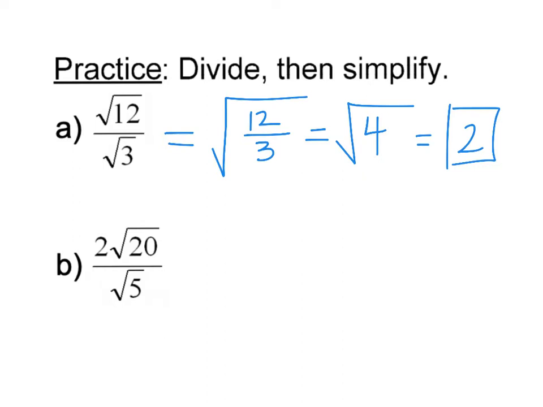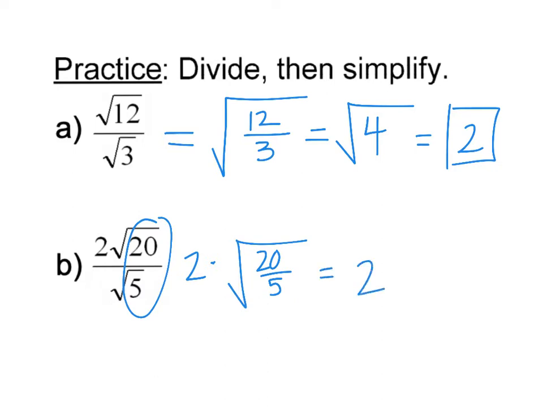I'm going to rewrite this as 2 times the square root of, I'm going to put those together, 20 over 5. It really works nice when the denominator can fit into the numerator. So 20 divided by 5 is 4, so I end up with 2 times the square root of 4, and then the square root of 4 is 2, so I end up with 2 times 2, which my final answer would give me 4.